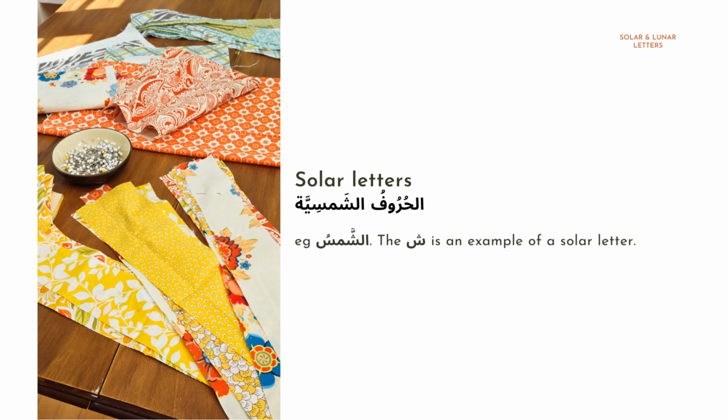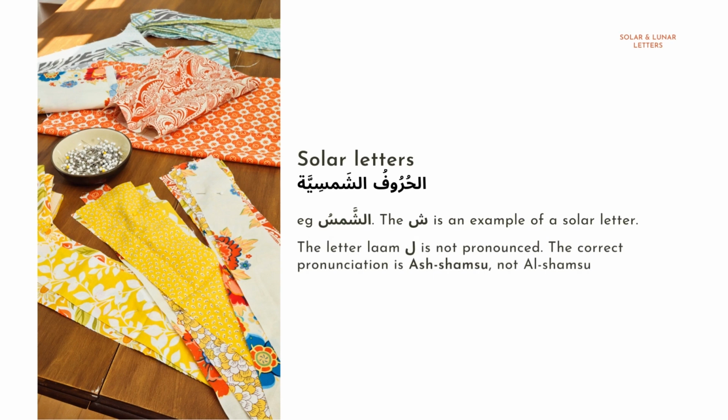The sheen in Ash-Shams is an example of a solar letter. The letter Laam, which comes before the sheen, is not pronounced. So we don't pronounce it as Al-Shamsu. We pronounce it as Ash-Shamsu.